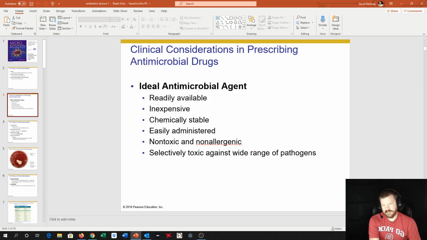When we're looking for the ideal antimicrobial, this would be exactly what we would want. Something that's readily available, inexpensive, chemically stable. This is a problem with antibiotics, for instance. A lot of them in liquid form need to be refrigerated, or they break down quite easily. Easily administered, so pill form, shot form, right? It has to be easily taken. Sometimes even the pills that we take for antibiotics, they're so big, people have problems swallowing those. Being non-toxic or non-allergenic, right? And again, that can be a problem with antibiotics.